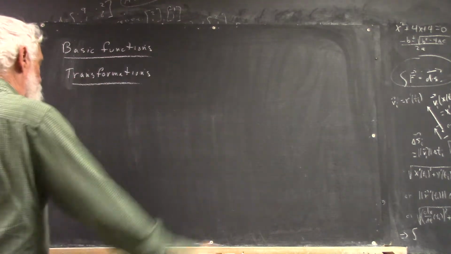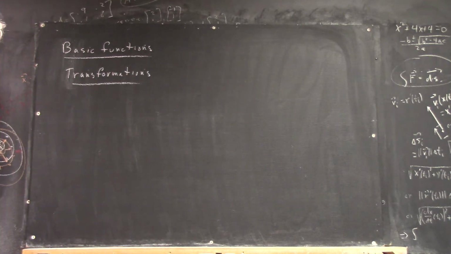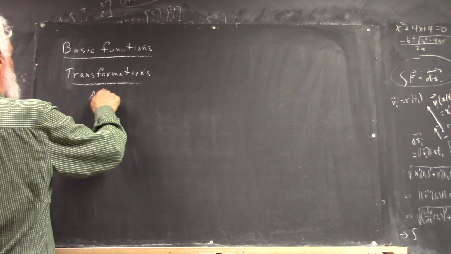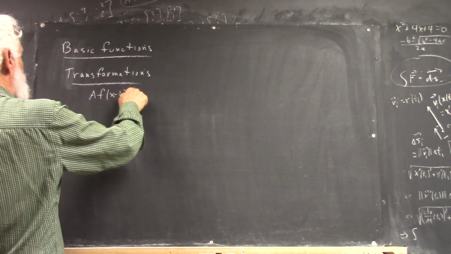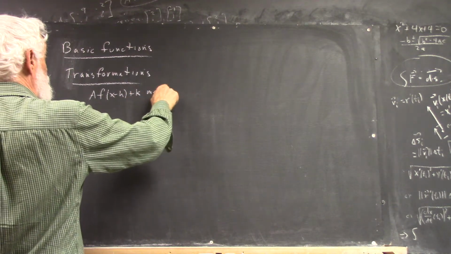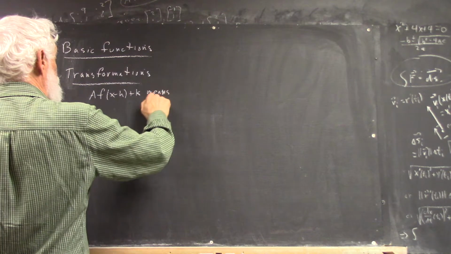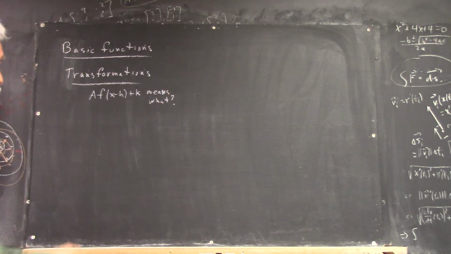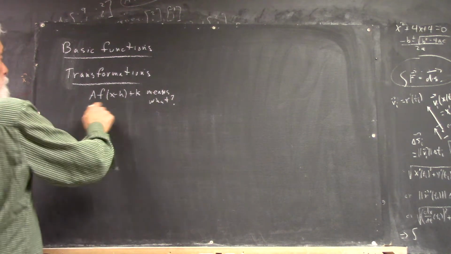You got to know transformations. And you got to know that a f of x minus h plus k means what? If you know what f of x is, how do you get this? Okay? Totally essential.